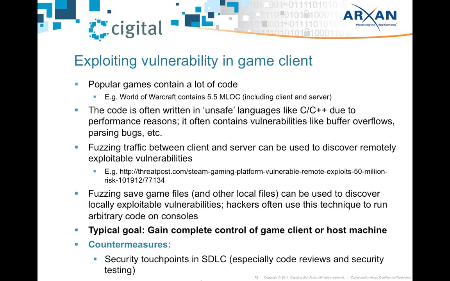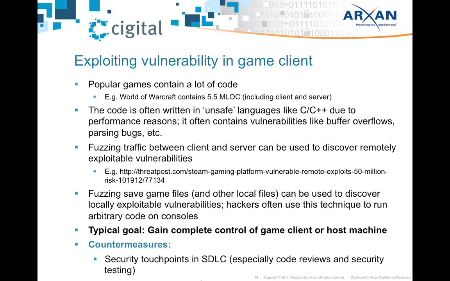So popular games out there contain a lot of source code. For example, World of Warcraft contains 5.5 million lines of code. That includes both the client-side and the server-side code. Now, if there's one thing that history has taught us, it's that more code results in more bugs, which in turn results in more security issues. Now, to make matters worse, what language are games typically implemented in? Typically unsafe languages like C and C++ for performance reasons. So all of those nasty vulnerabilities, like buffer overflows, are often found in games. Even simple techniques like random fuzzing can often be used to find remotely exploitable or locally exploitable vulnerabilities.